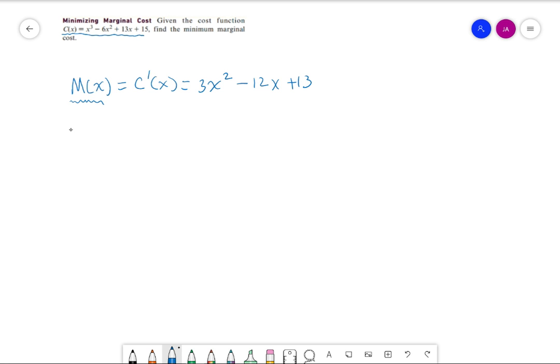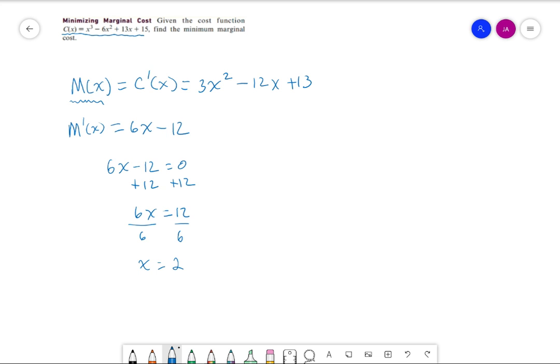Well then, to find the minimum, we need to optimize. So that is, we should find the flat spots that may occur in our function. So let's find the derivative of the marginal cost function. That's going to be 6x minus 12. Then to find that minimum, remember that we can find the critical point by setting this equal to 0. Solve for x. And so we found our critical value to be x equals 2.